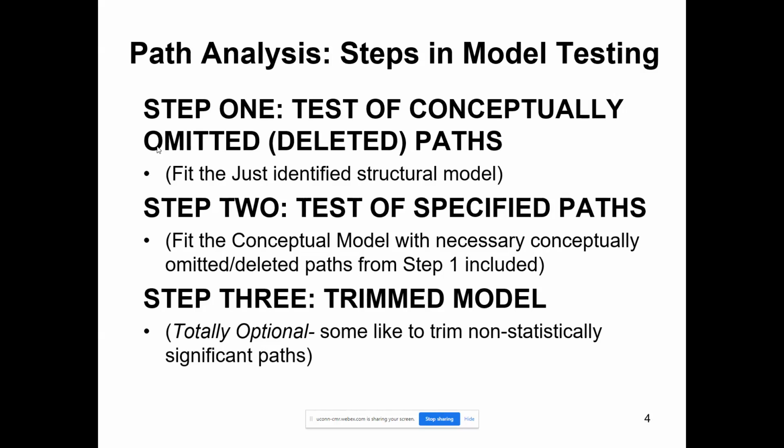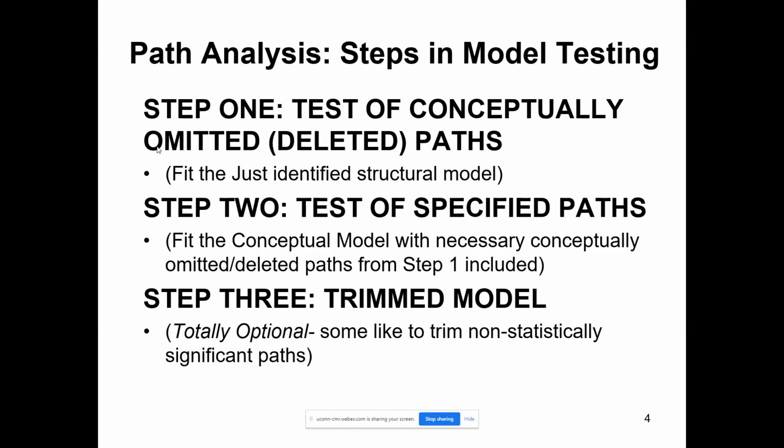Why am I saying that? Well, because the model from step 2 is going to be the model that you're actually going to interpret. And it is possible that when you add those conceptually omitted paths, let's say you have a conceptually omitted path that even though it's not statistically significant, you now have that linkage. And so one of your conceptual paths is not going to have the exact same magnitude that it would if you didn't have that path in there.